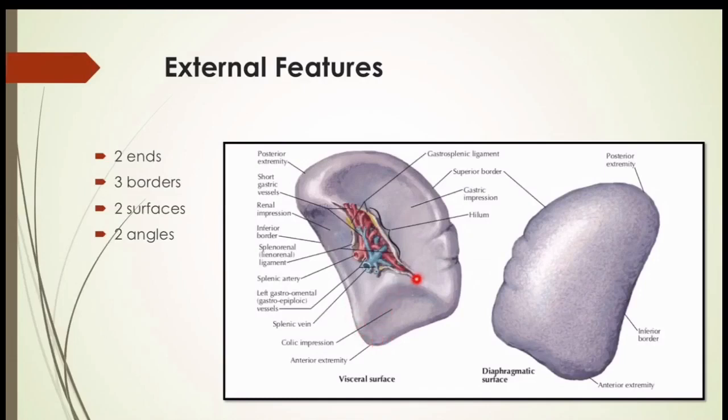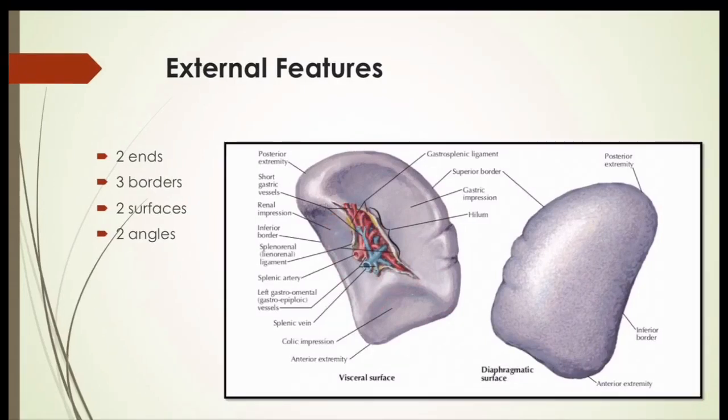The visceral surface is further divided into subdivisions, which we shall study further, and you can see the vessels entering into the hilum. Let's now go to the 3D lab and see what exactly the spleen looks like and what its morphological features are.